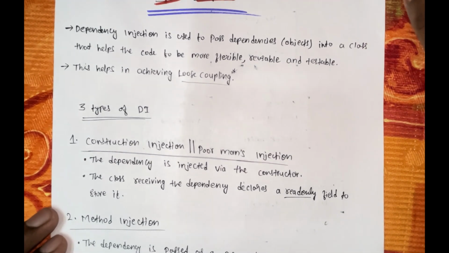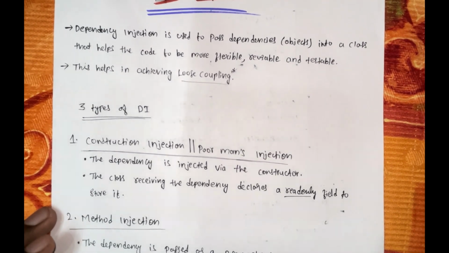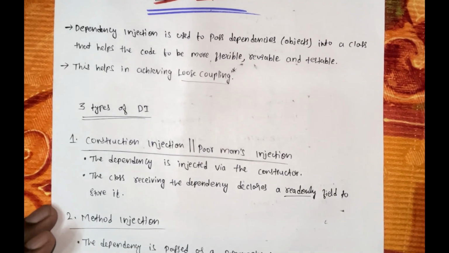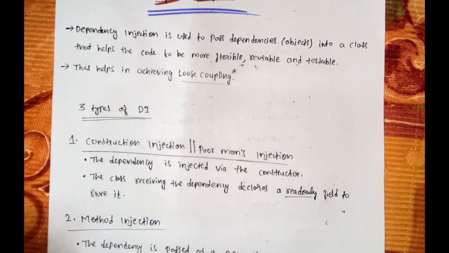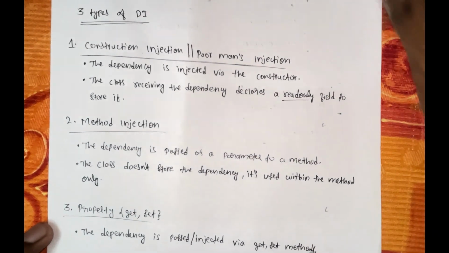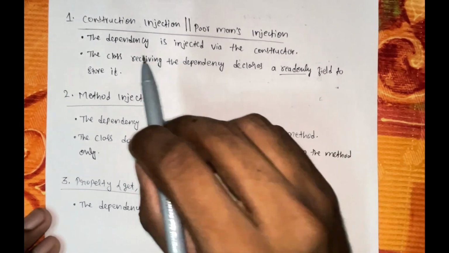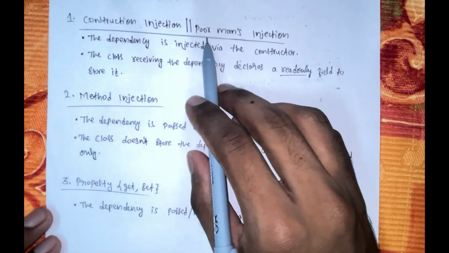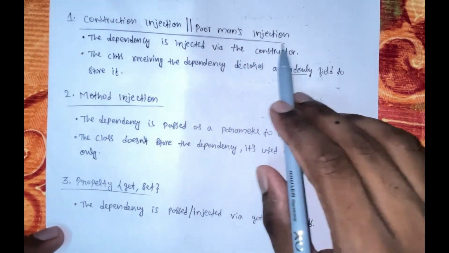I'll tell you in an example when I'm discussing it, you'll understand what is loose coupling and how loose coupling can be achieved using dependency injection. Now here we have three types of dependency injection. One is constructor dependency injection, which is also known as poor man's injection.